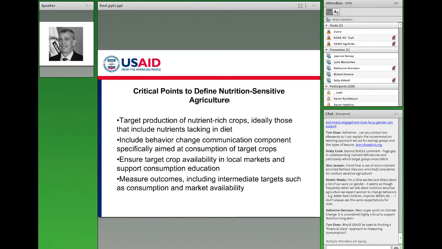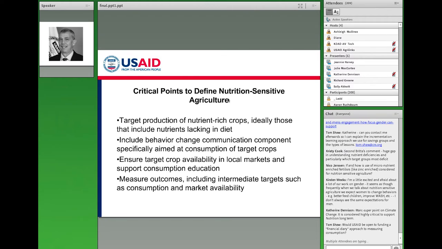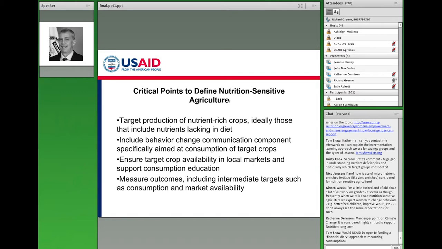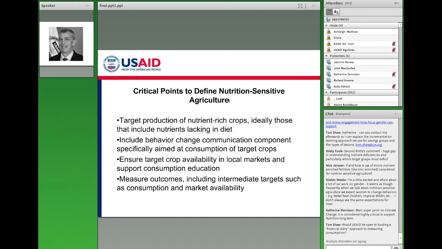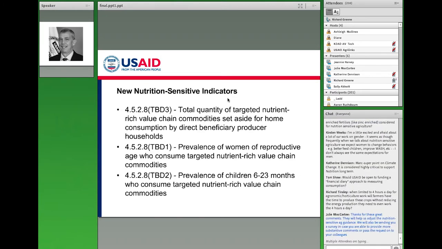It was very low, but it's a start. So, measuring consumption: tracking consumption among the producers, particularly women and children, and among the targeted, marketed areas of our nutrient-rich foods. So these are the four major critical points that we would ask that all these programs implement to be classified as nutrition sensitive agriculture.